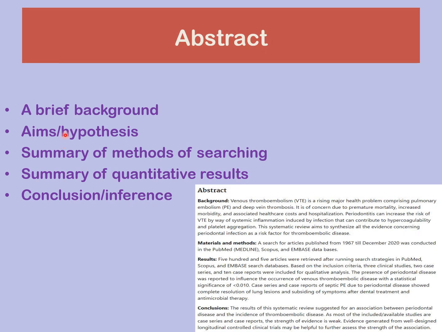So starting with the abstract, it gives a brief background about the research question. It states the aims or hypothesis. It summarizes the methods of searching the relevant articles. It summarizes the quantitative results from the selected articles and draws a conclusion from the results.